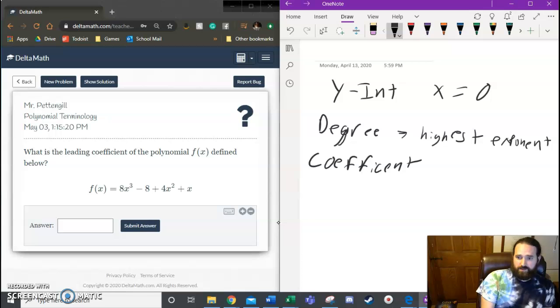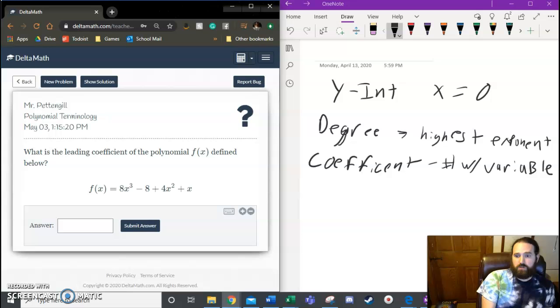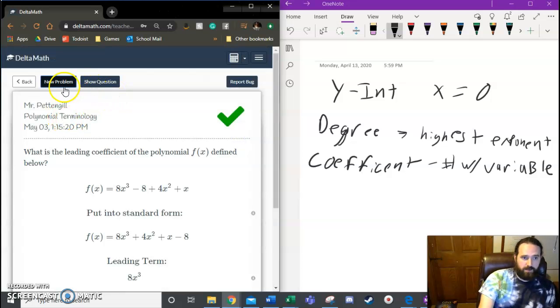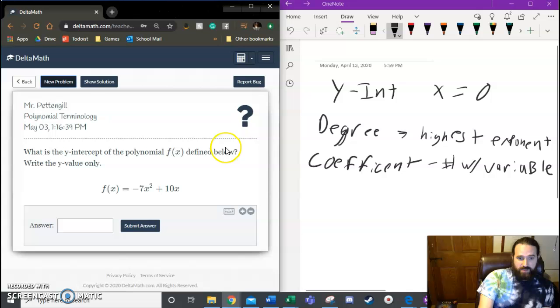So you'd want to rewrite this in standard form, or just look for what would be first in standard form. In this one, it would go 8x to the third plus 4x squared plus x minus 8. And then you go for the first coefficient, which, as I said earlier, is the number with a variable or by itself. If I rewrote it in standard form, the first thing would be 8x to the third. So the leading coefficient, 8. Submit, yes. New problem.